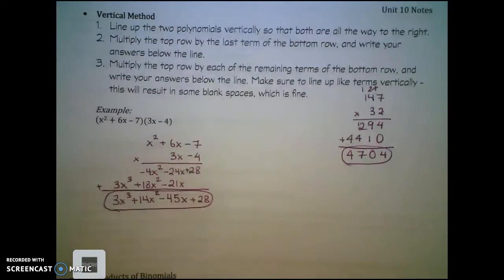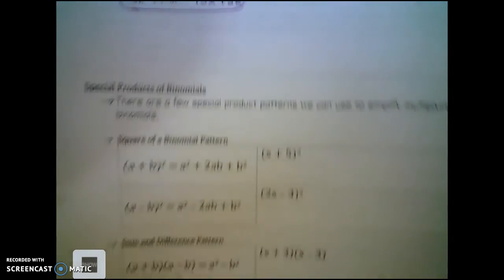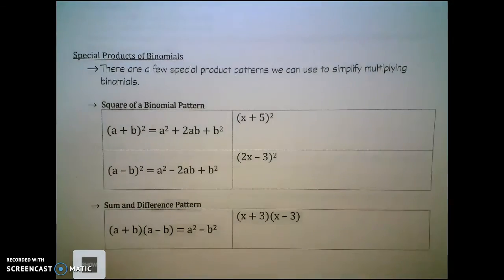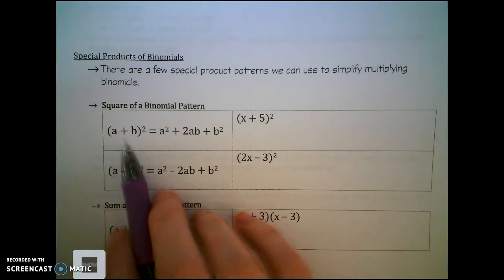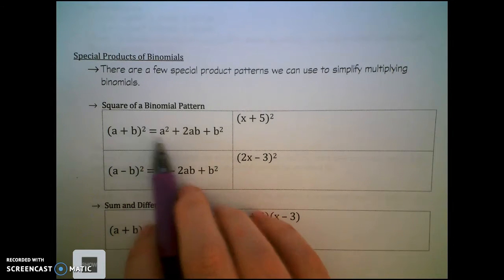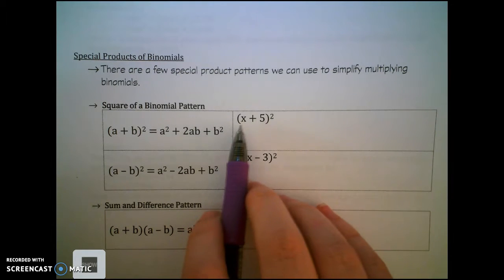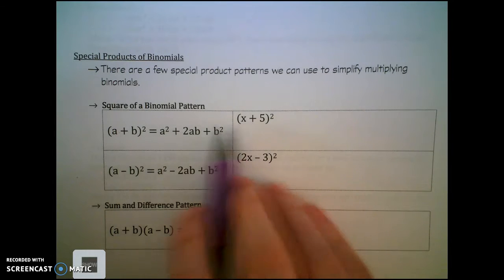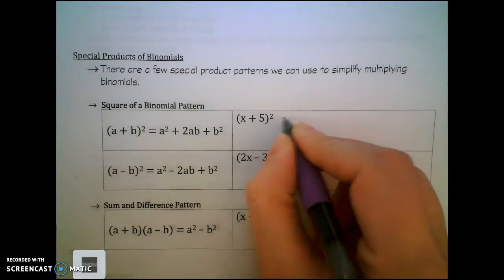Now the last thing for this objective is to talk about special product patterns. There are a few special product patterns that we can use to simplify multiplying binomials. So if we have a binomial and that binomial is squared, its product will always follow this pattern. So we'll look at that with this example. Here, x is a and 5 is b. So when we multiply this out, we'll follow that pattern.